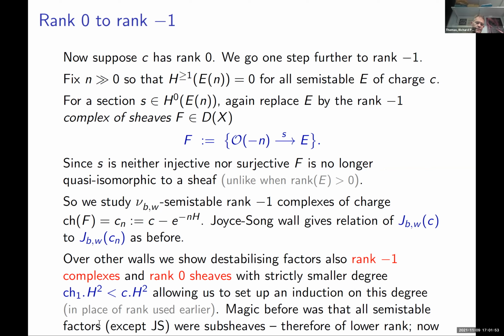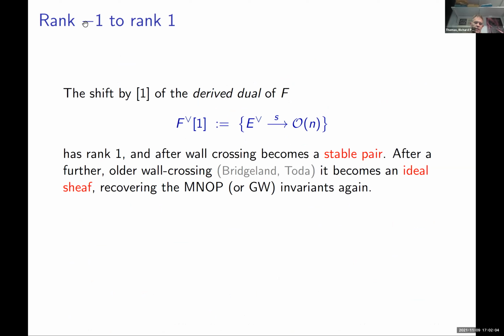What you end up showing is that your count of rank 0 sheaves E can be written in terms of a count of rank -1 complexes F. And then finally, we can turn these rank -1 complexes into rank 1 sheaves by shifting them and taking their derived dual. This has rank 1, and after a further wall crossing, it becomes a stable pair.